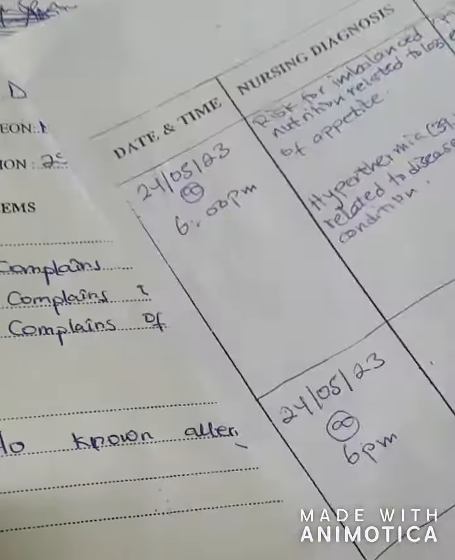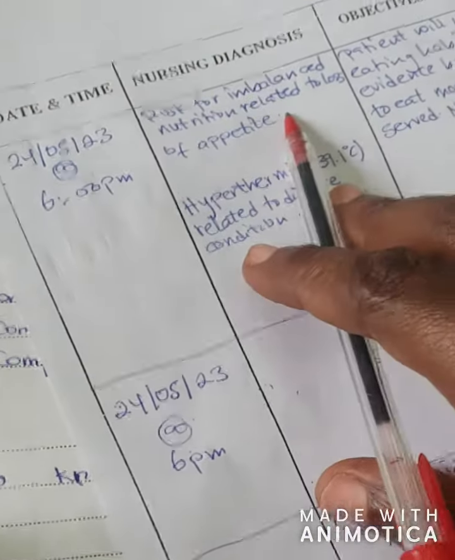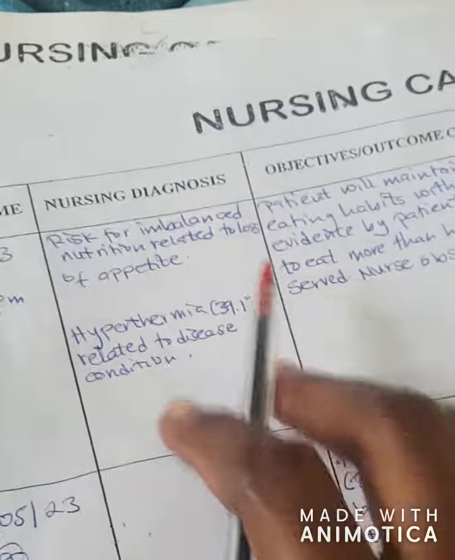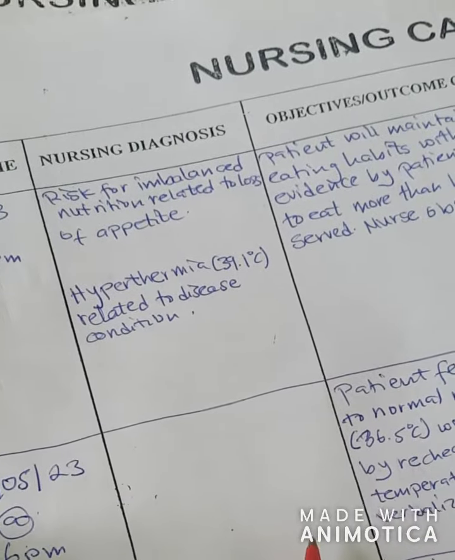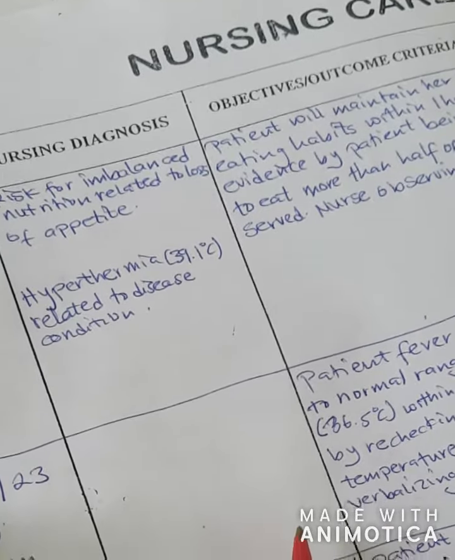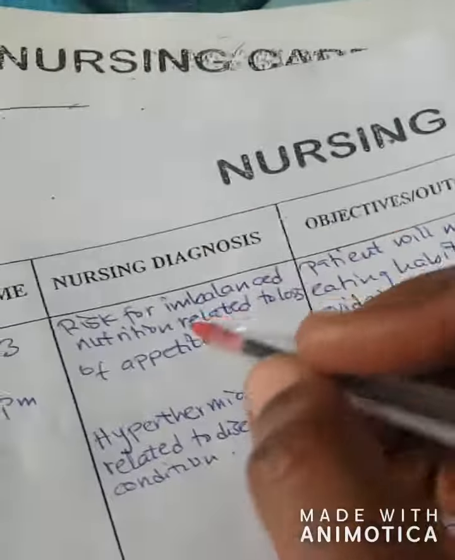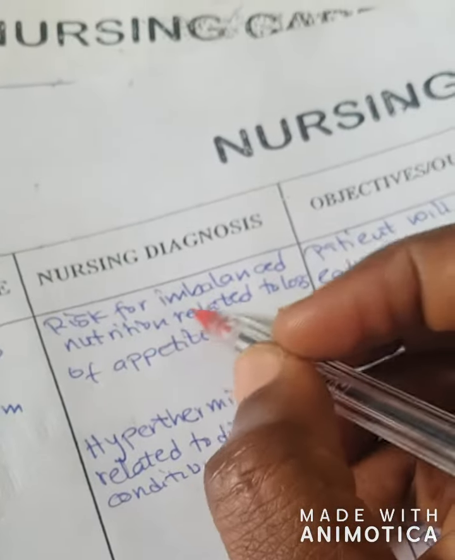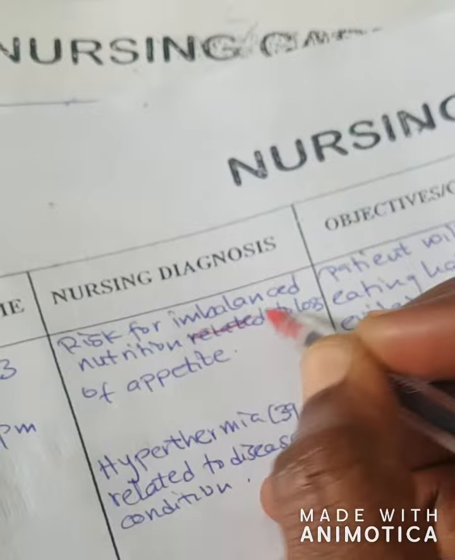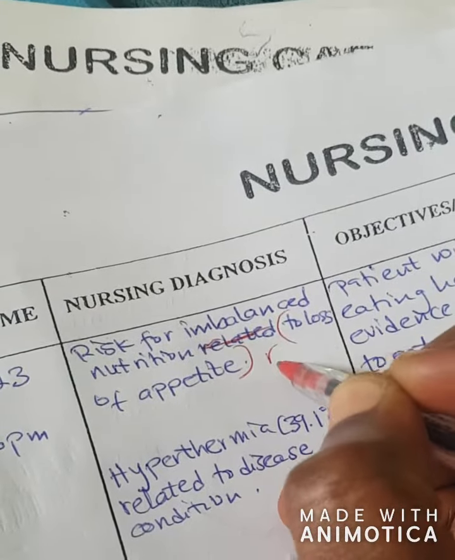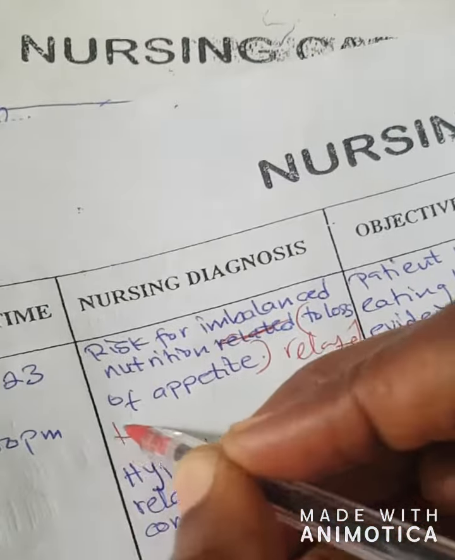Then the inside: risk for imbalanced nutrition, less than body requirements, related to loss of appetite. This is not correct, because it should be risk for imbalanced nutrition, in brackets loss of appetite, then related to the cause of the loss of appetite. Let's look at the medical diagnosis. We can get some malaria.